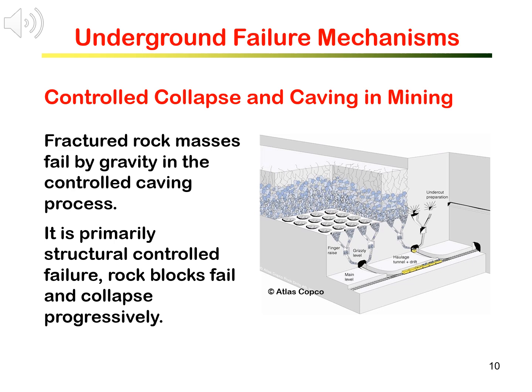While in construction, our target is to build stable tunnels and caverns with appropriate rock support. In mining, especially in caving mining, the target is to allow all rocks to fail and to collapse, but in a controlled manner. Here, fractured rock masses are failed by gravity in the caving process. The failure is primarily structurally controlled, as rock blocks formed by joints and fractures in the rock masses fall down and collapse progressively.